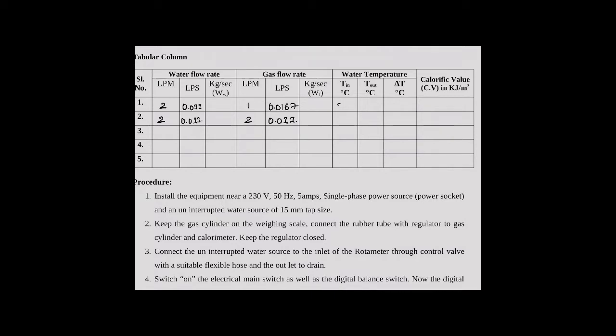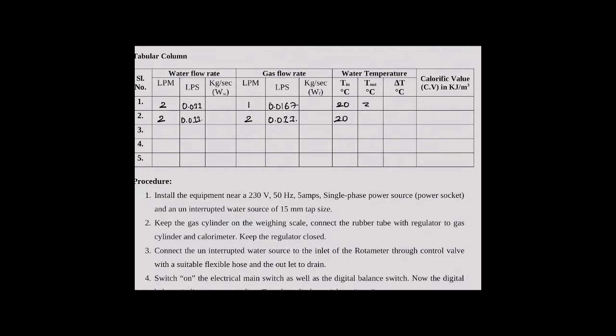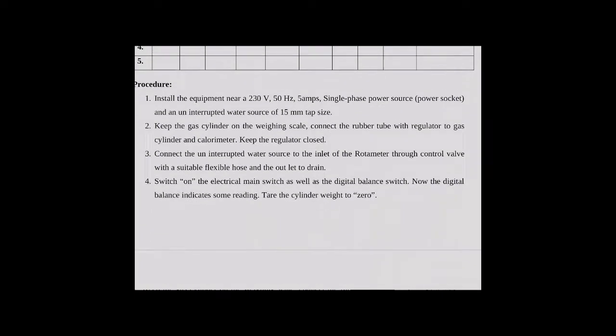For these conditions, if I go to the calorimeter and note down the temperatures from the thermocouple, the water inlet temperature for both conditions is around 20 degrees Celsius. After conducting the experiment, for the first condition the exit temperature was found to be 30 degrees Celsius, and after 5 or 10 minutes of steady state, it is 40 degrees for the second condition. Then delta T will be 10 degrees for the first case and 20 degrees for the second case. How to get the kg per second for the weight of the water and the weight of the fuel, I am going to discuss later.